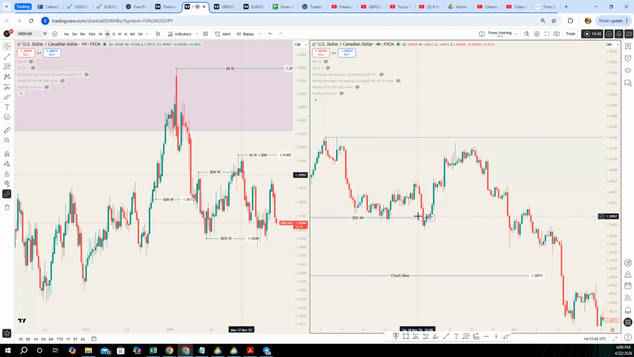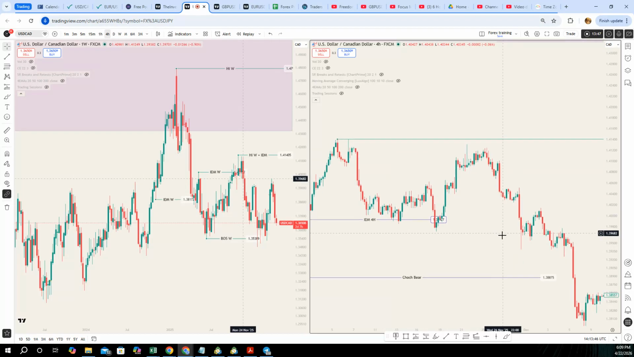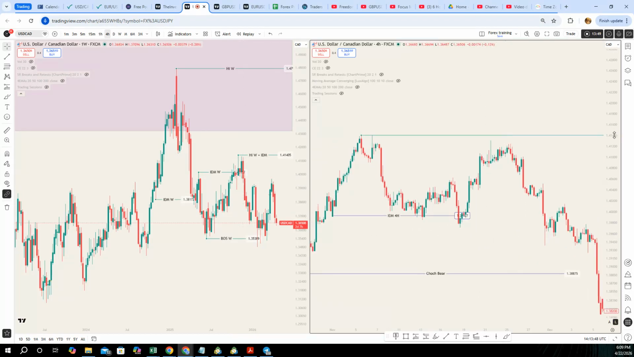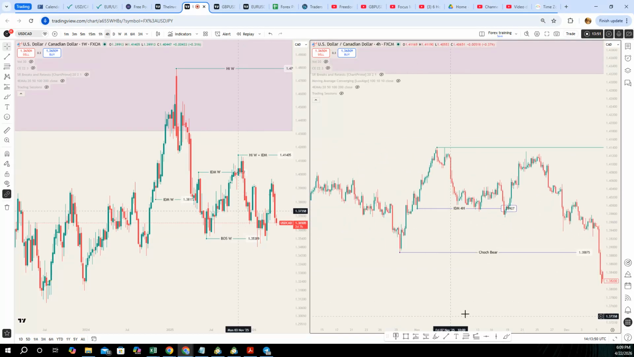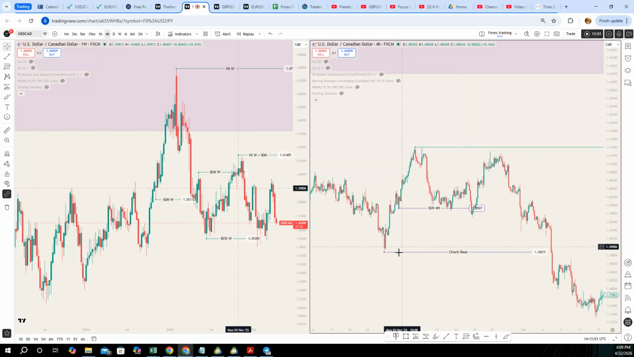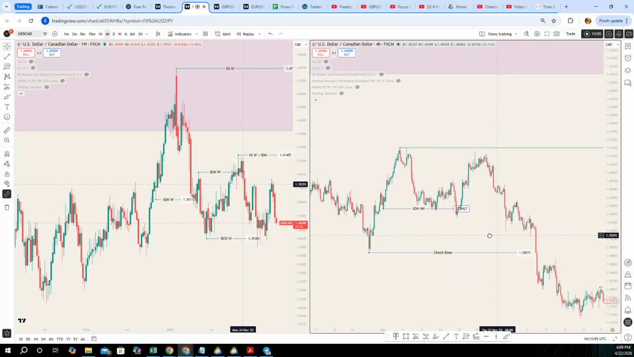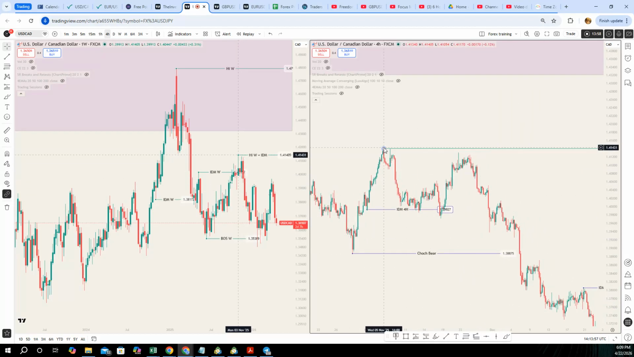Now this has been broken. Sorry, no, this has been broken. So this becomes a change of character, the bearish change of character. So this stays the same.